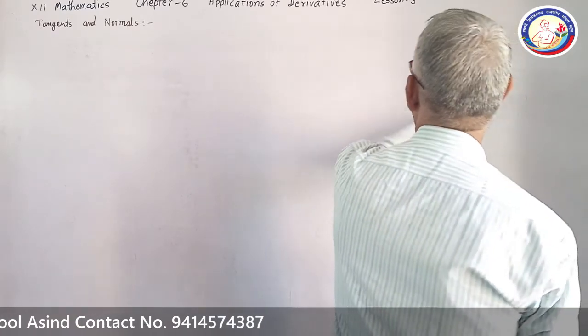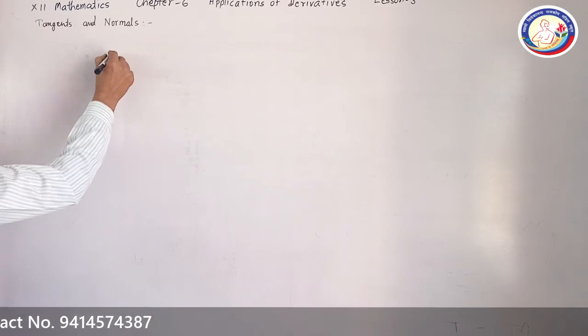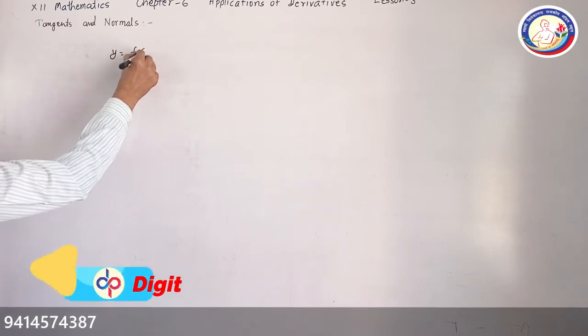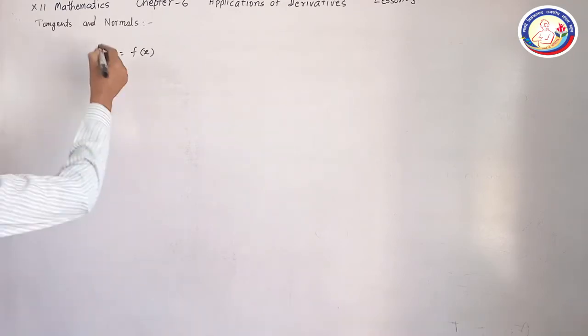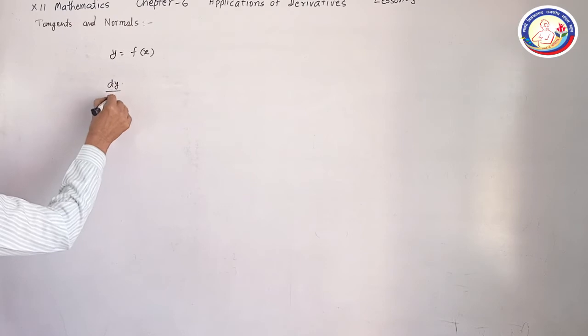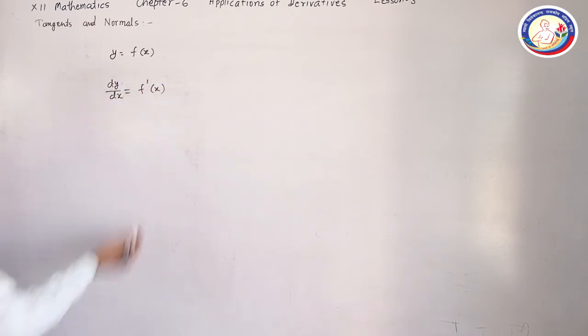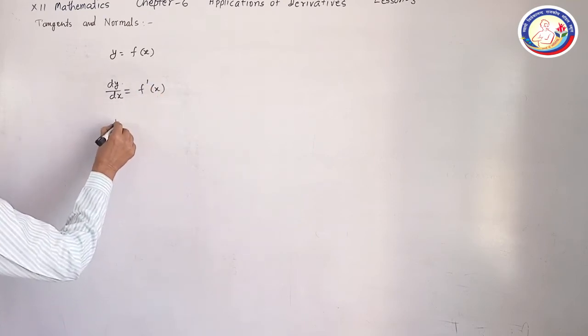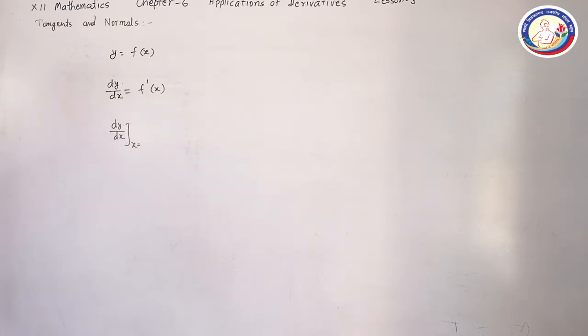How will we use the derivative here? First of all, we will be supplied an equation of a line or a curve. We will find the derivative of this, f dash x. We will find the value of the derivative at a certain point x equal to what, where the line is passing, or we will be supplied a condition. According to that, we will find the value of the derivative at that point.